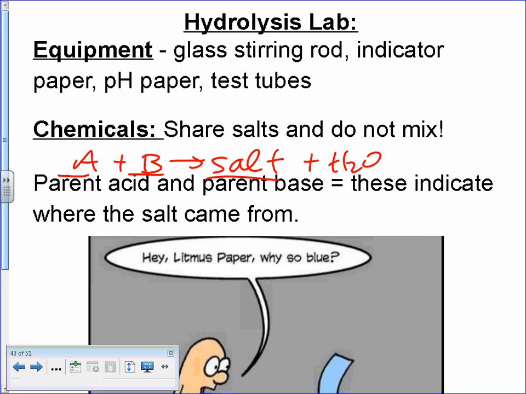And the litmus paper should be at your stations. If you take the litmus paper, you can actually conserve it by ripping it in half, because you don't need all that litmus paper just for a dab. So if you rip the litmus paper in half, you'll be able to see.